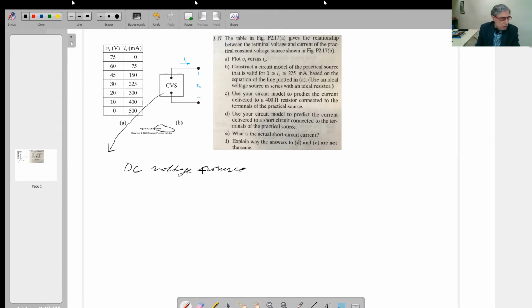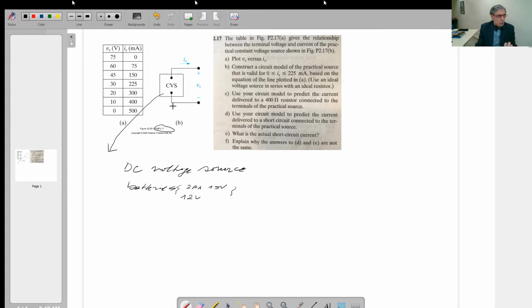Some examples of these elements are batteries. The ones that you buy in the market for your telephone, and the most common batteries are the 2AA, 1.5 volts, and there are 9 volt batteries available as well. Car batteries, for example, are 12 volts. These are all batteries. These are all constant voltage sources.